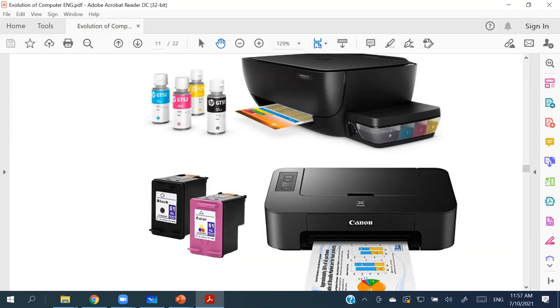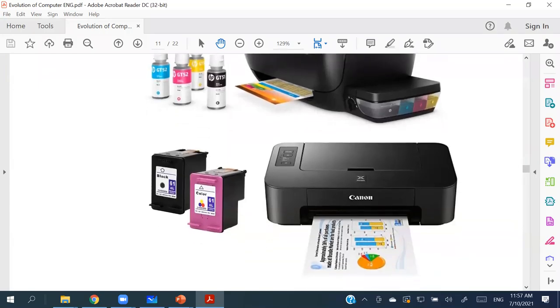But if you think about a model which uses cartridges, you can find printers starting from 6,000 to 7,000. But the running cost is very expensive compared to an ink tank one, because a cartridge costs you around 2,000 to 3,000, right? Now maybe it is much more expensive than that, given the present situation of the world.